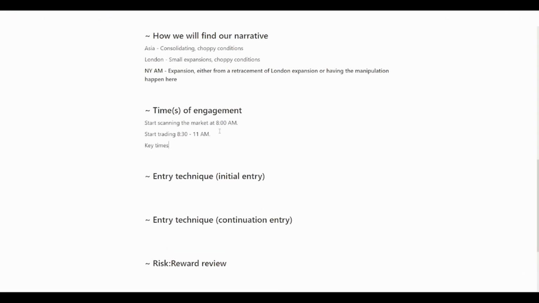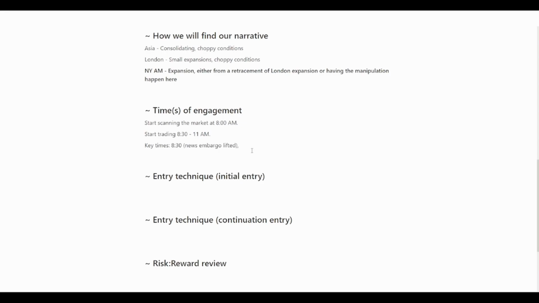Now we're going to input our key times, right? Our key times are going to be 8:30. Why? The news embargo is going to be lifted at 8:30, so we can generally expect to see a manipulation actually happen at 8:30, and that's why I'm going to start scanning the market at 8 a.m., right? Because if I break the market down early, I'm going to be able to get into the manipulations ahead of time. So 8:30 is definitely an important time.